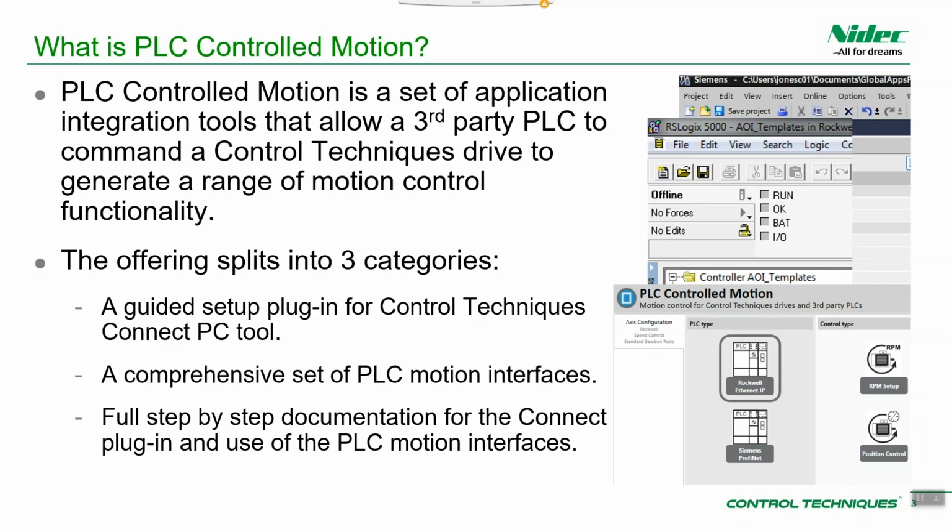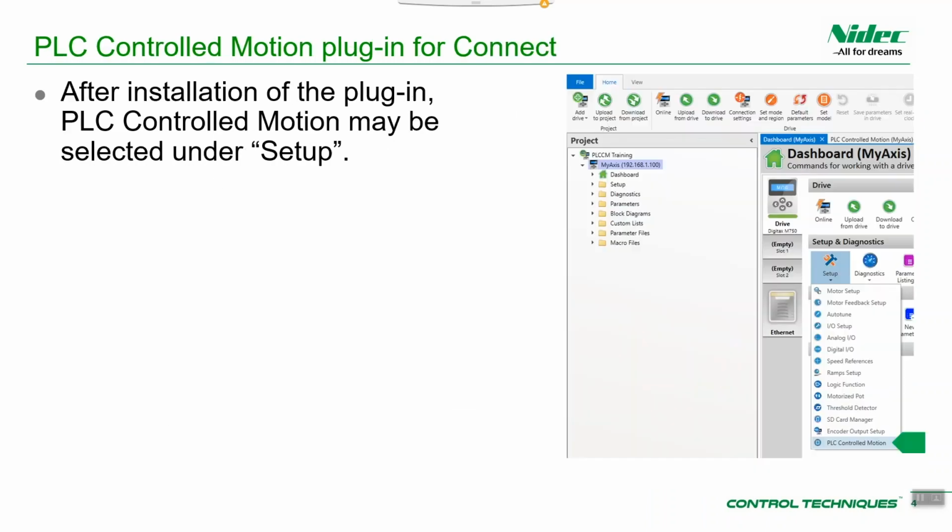So what is PLC Control Motion? Well, it's a set of application integration tools that allow third-party PLCs to command and control a Control Techniques drive to generate a range of motion control functionality. The offering itself splits into three categories. We have a guided setup tool, a comprehensive set of PLC motion interfaces that are available inside the PLC environment for the third-party product, and full step-by-step guided documentation for the plugin called PLC Control Motion for Connect.